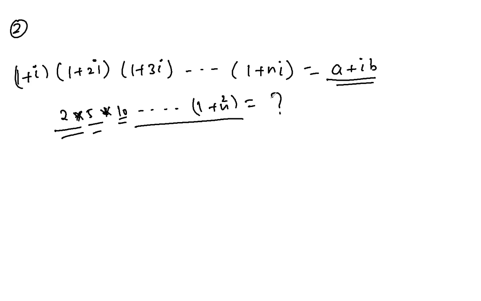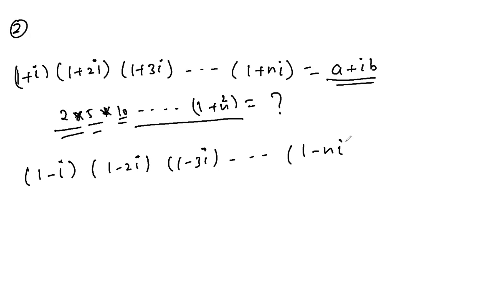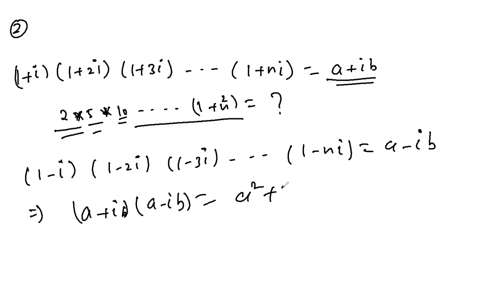Now, to remove the complex part, there is only one method: taking the complex conjugate of this series and multiplying with itself will give the modulus of the number. So let's take the conjugate, that will be 1 minus i, 1 minus 2i, 1 minus 3i, and it goes up to 1 minus n i, which is simply equal to a minus ib. Now if we multiply a plus ib with a minus ib, we simply have a square plus b square.